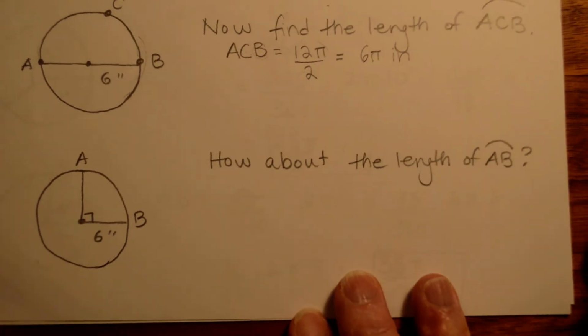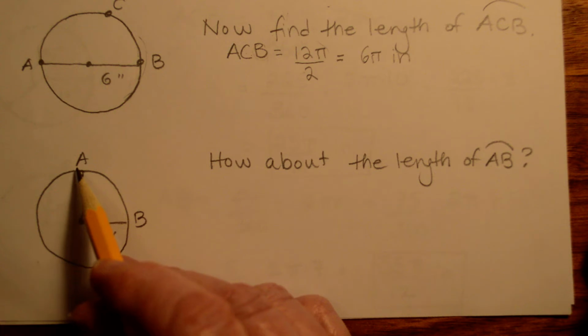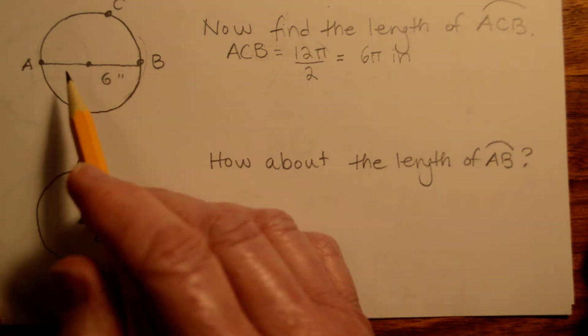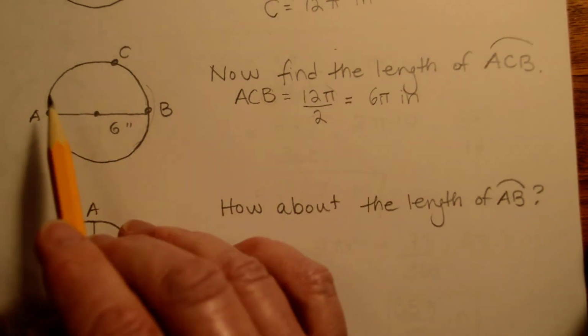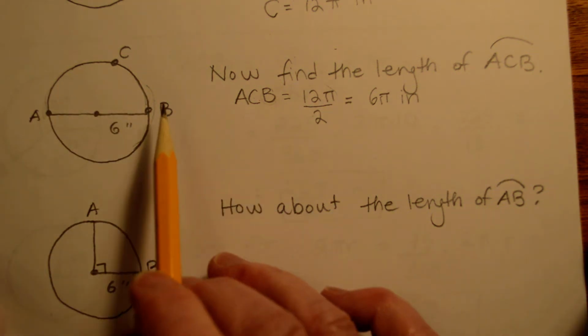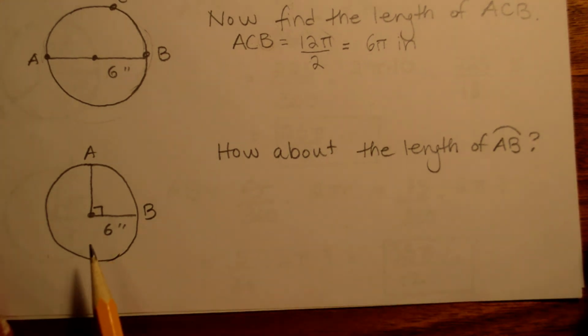All right, next example. All right, how about if we wanted to find the length of arc AB right here? Well, if we use this example that we did in the previous problem, we only wanted half of it right here, so we found the whole thing and we divided by 2. So thinking about that, what do you think you would do here?